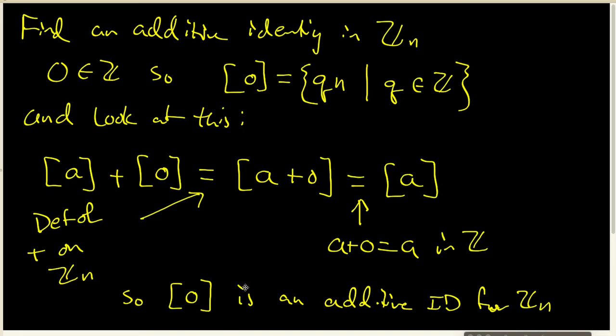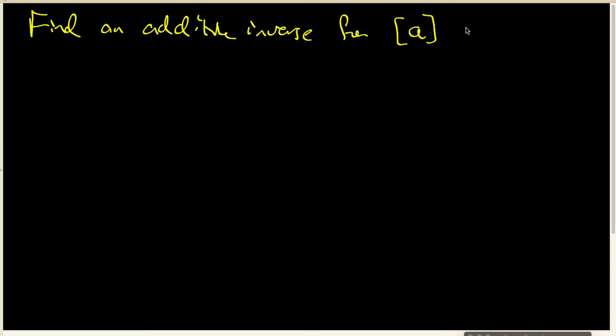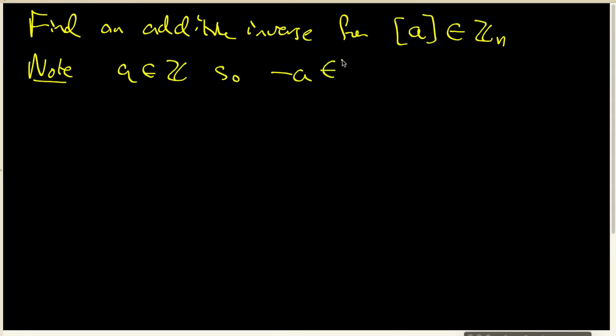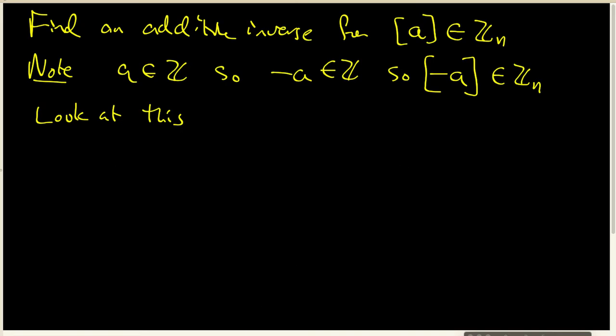Well, the last thing that I want to prove is something about additive inverses. So now I want to find an additive inverse for the element, the equivalence class containing A, inside Zn. Let's see. The first thing that I can do is note this. A is certainly an integer, so minus A is also an integer. So there is an equivalence class for minus A inside Zn. And if we look at this, we see that this particular equivalence class here is going to be the additive inverse that we are looking for.